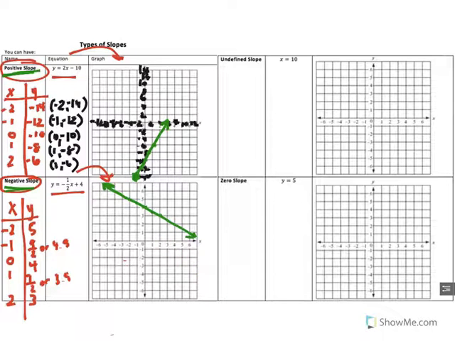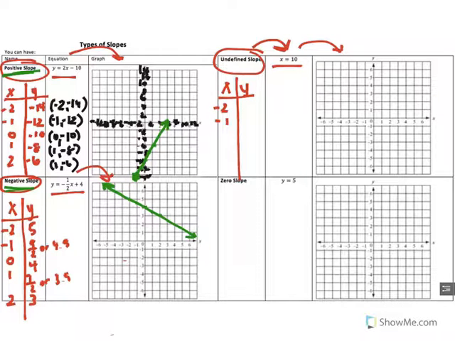Let's look at this problem here. This one is called undefined slope. And they say if we graph this equation here, we will see what an undefined slope looks like. So let's make our table. And let's plot these points.